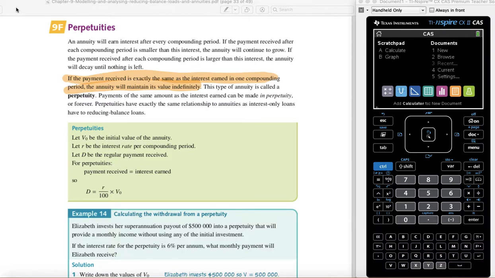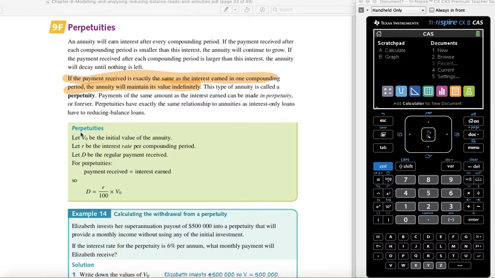And it's what a lot of scholarships are. So, somebody rich and famous dies, they might leave a scholarship, they might invest $1 million, but that $1 million always remains in the account and only the interest comes out. And the highlighted thing I put in here: if the payment received is exactly the same as the interest earned in one compounding period, the annuity will remain its value indefinitely. So the same value that was invested is always there, it's just the interest is coming out. That's what a perpetuity is.